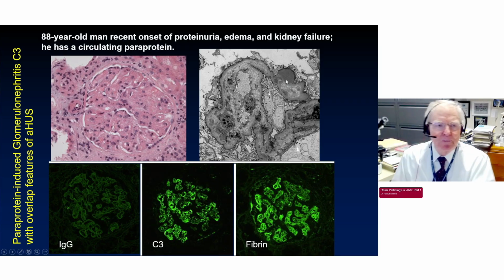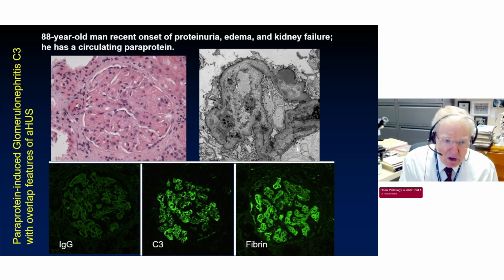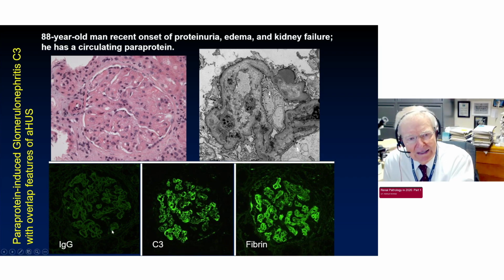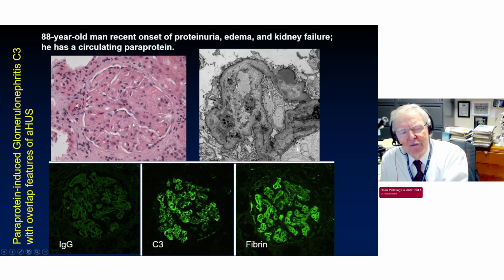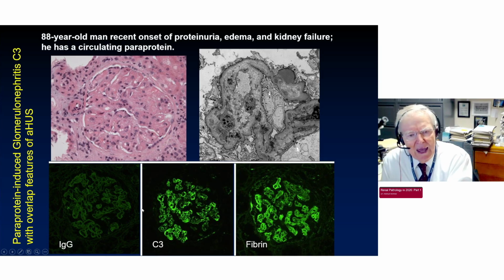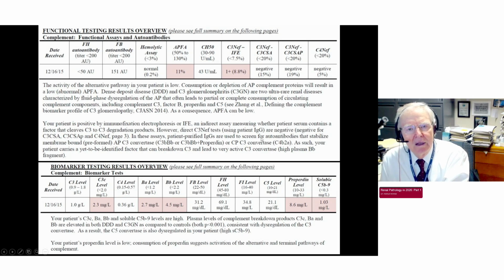So this patient has a monoclonal gammopathy of renal significance, but without deposits of the monoclonal in the glomerular capillaries, but rather the consequence of this monoclonal interfering with the complement system and deposition of C3 with the endothelial damage that results in this pattern of injury.